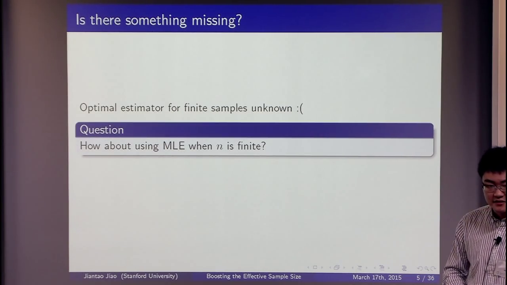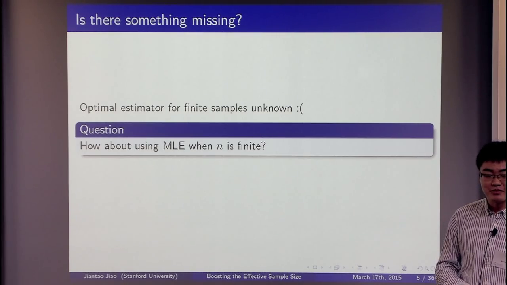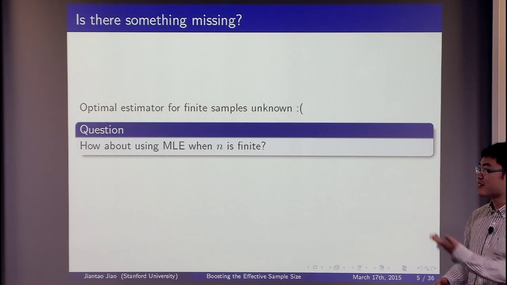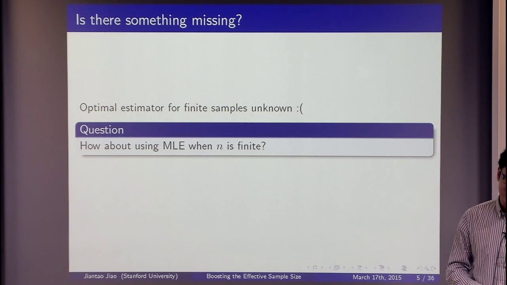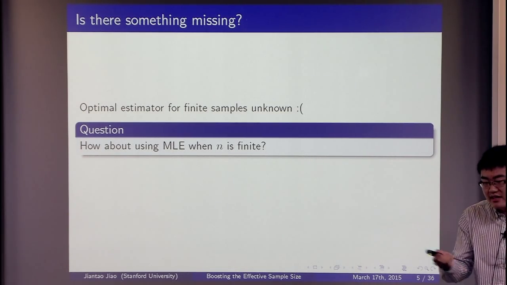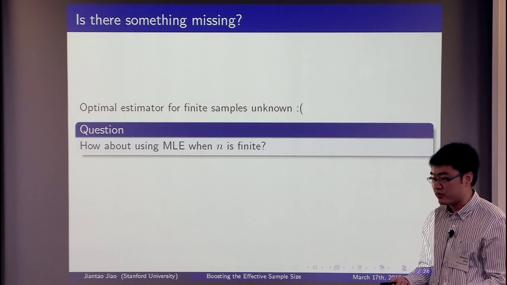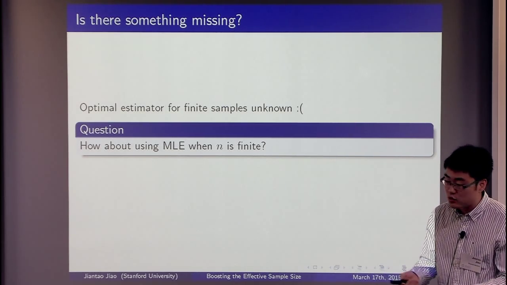However, there's something missing. If you recall, we have actually completely given up in the finite sample theory, and we have got something that works really well in the asymptotics. Then what if I use the MLE when n is finite? If it is also very good in some sense, then we can also go home, because this is what we actually use every day. There's nothing to improve.